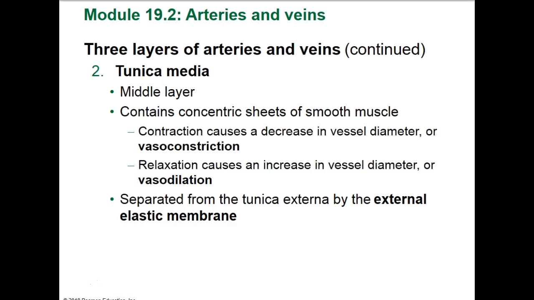It has concentric sheets of smooth muscle. Contractions here will cause a decrease in the vessel diameter. This is what we call vasoconstriction. This is one of the ways your body prevents itself from losing too much blood, in addition to, say, platelet plug and coagulation of blood.